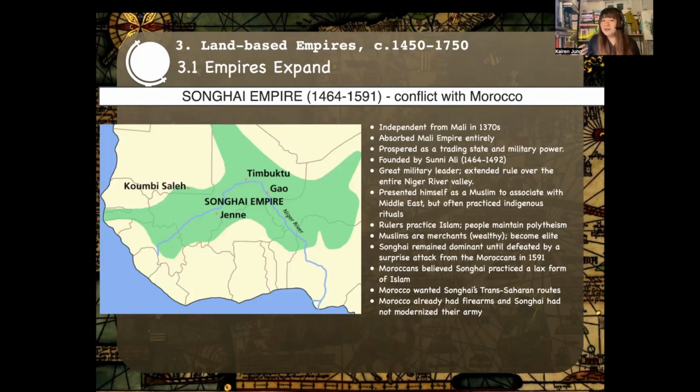And what happened? The Moroccans launched a surprise attack in 1591. They believed that the Songhai practiced a lax form of Islam. Morocco wanted Songhai's trans-Saharan trade routes because remember, whoever controls the trade routes controls the power in that area, and Morocco wanted some of that sweet, sweet power. They already had firearms. Songhai had not yet modernized their army.